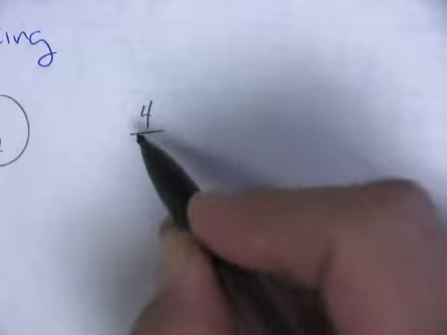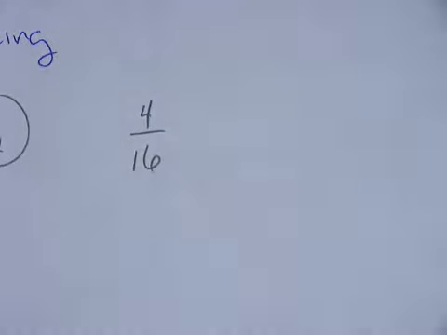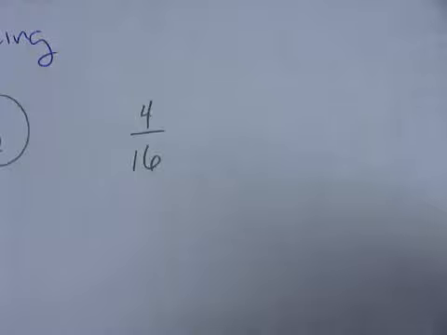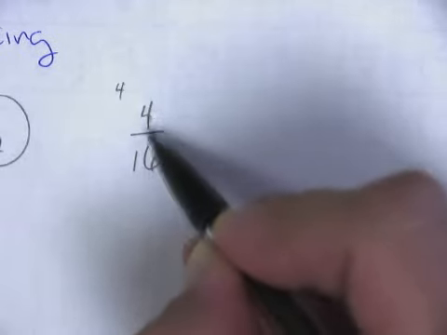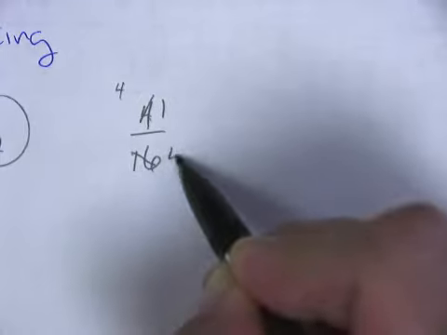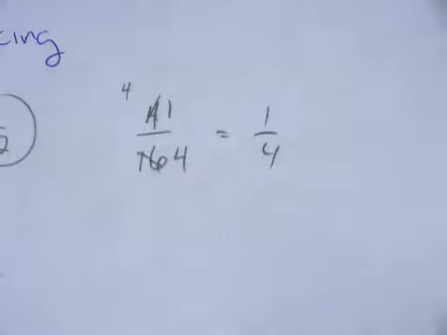Let's do a couple others. Let's do 4 over 16. What do 4 and 16 have in common? What's their greatest common factor, you could say? Well, the greatest common factor is going to be 4, because 4 goes into 4 one time, and 4 goes into 16 4 times. So the answer is 1/4.